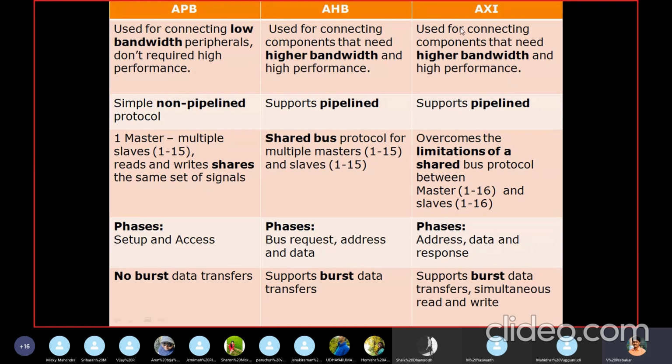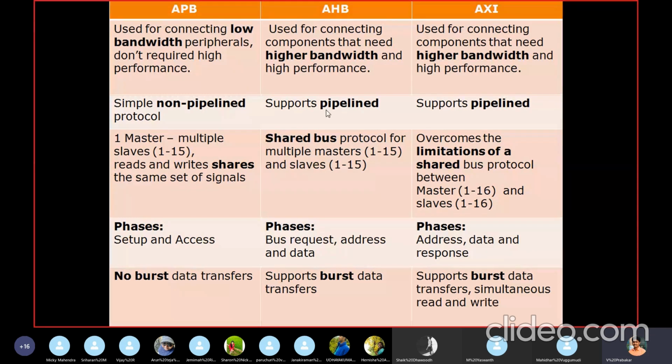Then AXI is used for connecting components that need higher bandwidth and high performance. Here we are introducing a few more additional features beyond AHB, and we have AXI. This is also used for high bandwidth and high performance. APB is a simple non-pipelined protocol. Here we don't have a pipelining concept, while AHB supports the pipelining concept. Pipelining means that in a single cycle it can do multiple processes.